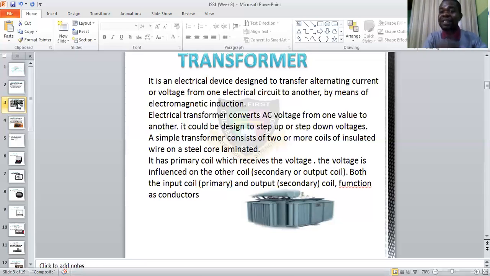The one that receives is the input coil, or primary coil. Then the other one is the secondary, or output coil. Both of them are conductors. They are not insulators. Remember, we also talked about conductors and insulators the other day.